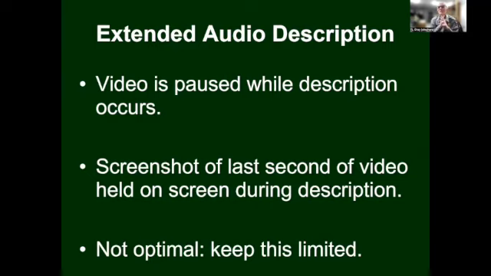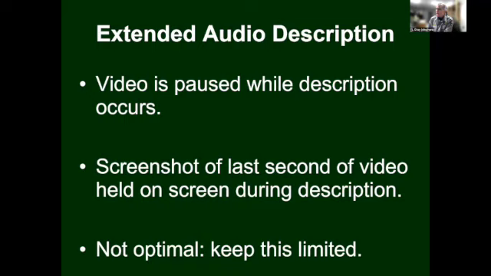Okay. So that's standard AD. Now the next type is extended audio description, and this type should be used very limitedly. This is when the video is paused while the description is occurring. If the purpose has to be in there and you can't get it in the 2 seconds they gave you, then you're going to have to pause that video and start describing. You use the screenshot of the last second of the video held on screen during the description.